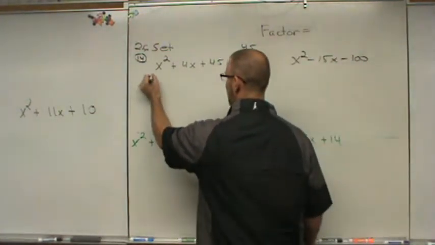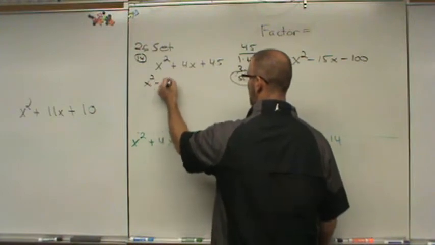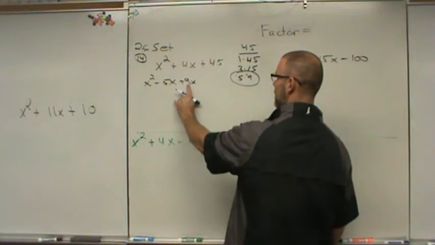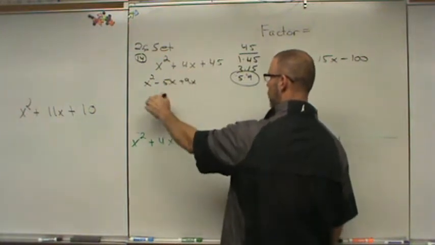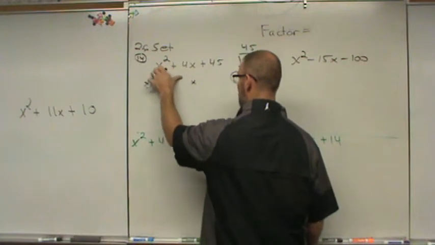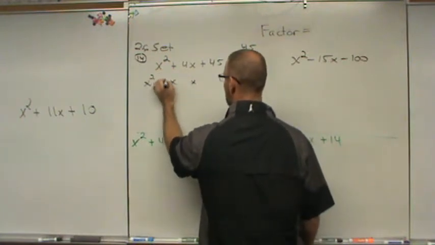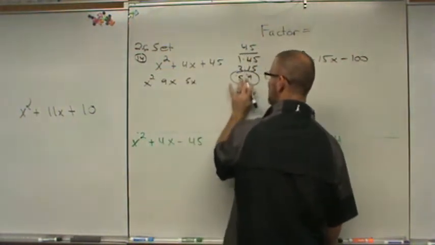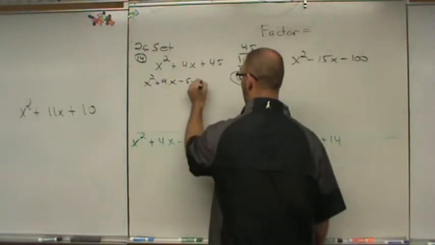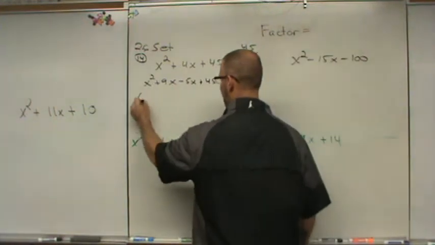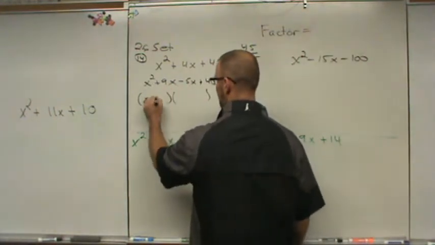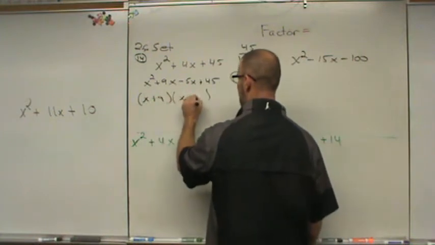So over here, x squared minus 5x plus 9x minus 5 plus 9 give me positive 4. I could have switched the 9 and the 5, but the sign needs to stay with its respective number. Plus 45. Now I know my factors. Remember, these middle terms end up being my factors. X plus 9, x minus 5. There you go.